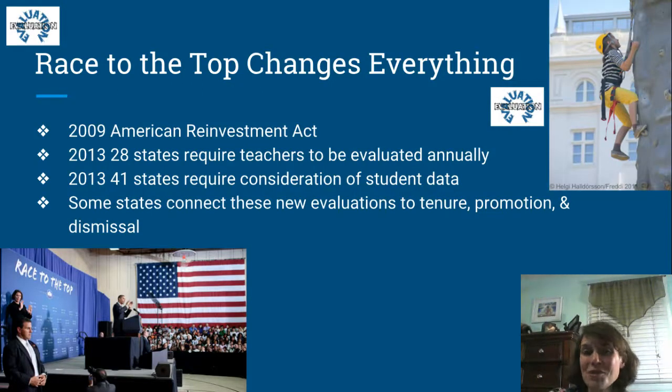So the Race to the Top Challenge changes everything. In 2009, the American Reinvestment Act provided $4.3 billion from the U.S. Department of Ed, offering grants to make certain changes to education. And one of those changes was to develop and implement new teacher evaluation models. And teachers would be evaluated on 3 levels of performance.